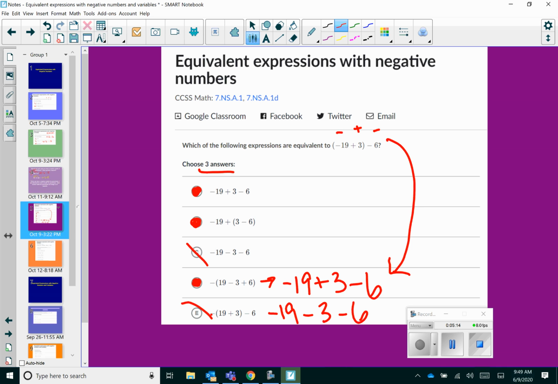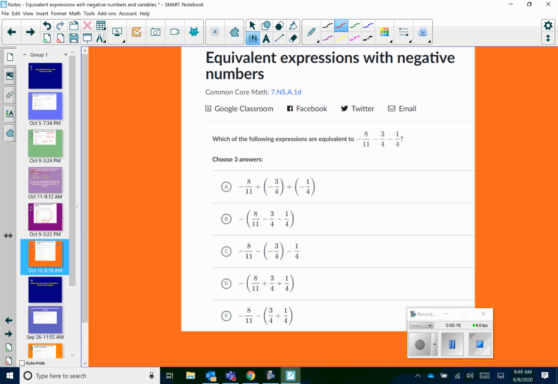Let's try another one. Which of the following expressions are equivalent to negative 8/11 minus 3/4 minus 1/4? So we've got a negative, and a negative, which looking at your answer choice A, notice negative, negative, negative, so A works. Again, we're picking 3 answers. B, you've got that negative on the outside, so we have to distribute. So that's going to leave me with a negative 8/11, a positive 3/4, and a positive 1/4, which is not what we're looking for.